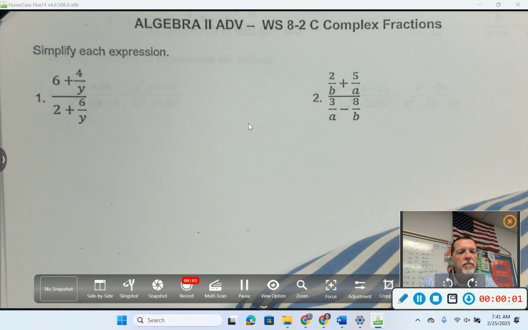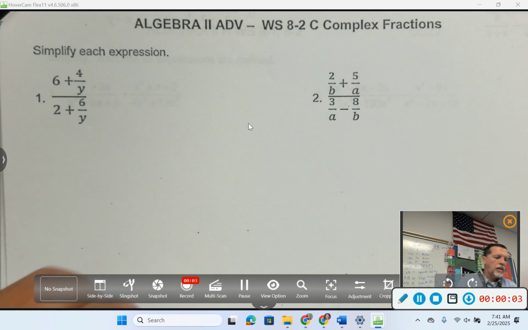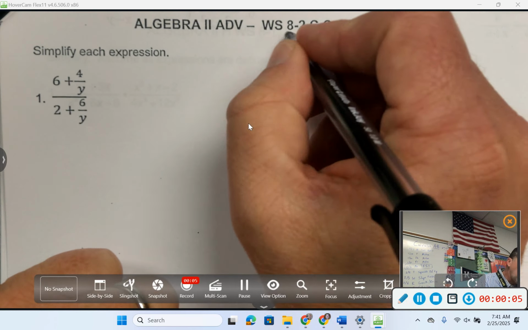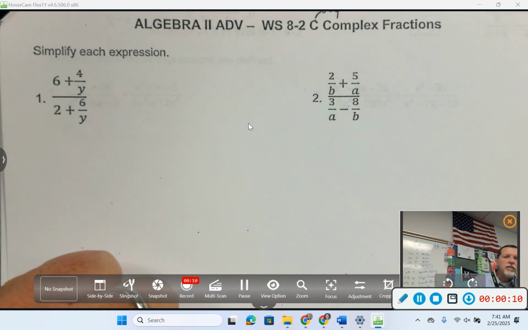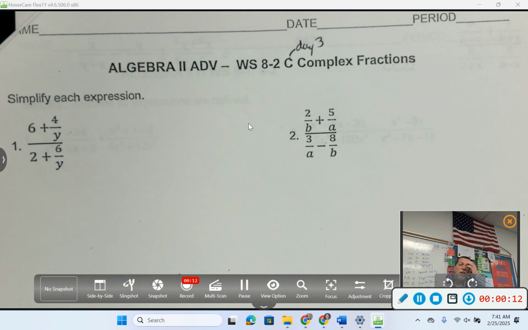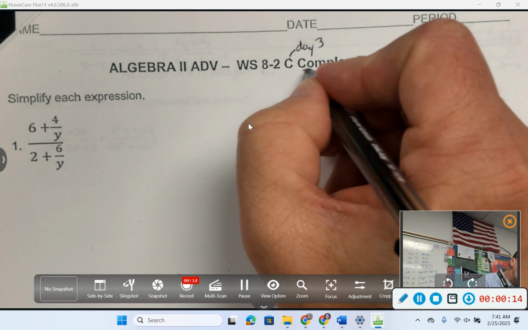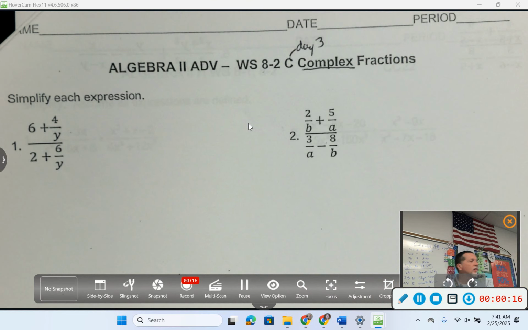Oh, because I guess you just do multiplication. Yeah, that works. Okay, 8.2c, so this is like day 3 of dealing with these fractions. How many days of fractions? Well, this is the last day of new stuff. From here, it's review, review, review.